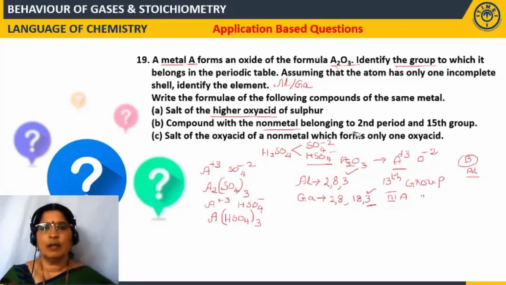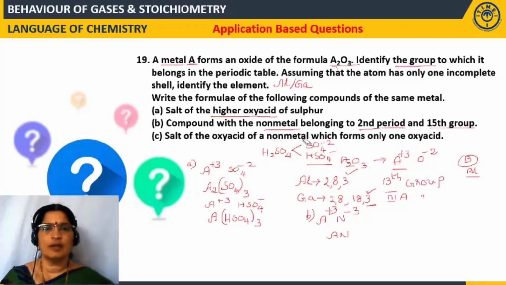Now, compound with the non-metal belonging to second period and 15th group. The non-metal belonging to second period and 15th group is nitrogen. So A plus 3. What is the radical formed from nitrogen? N minus 3. A plus 3 and N minus 3. Both are 3. Therefore, AN should be the formula.